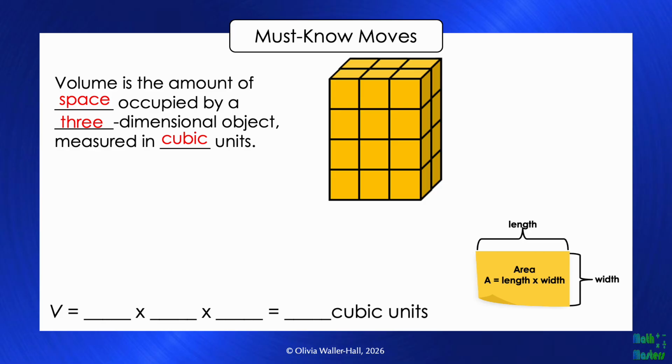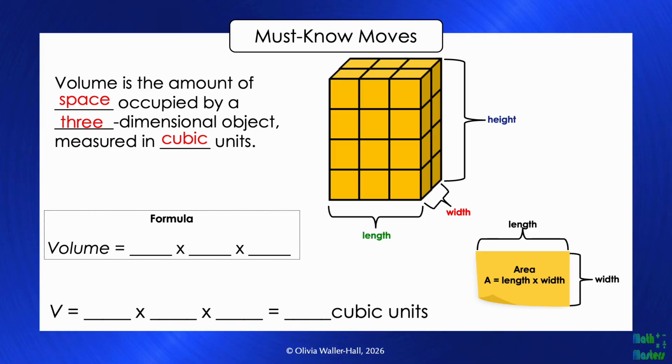However, this rectangular prism here has three dimensions. We can take a look at its length, its width, and its height. To find the volume of this solid figure, this rectangular prism, we're going to use this formula. We're going to multiply the length times the width times the height. Let's take a look at it.